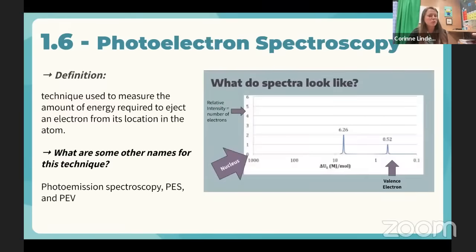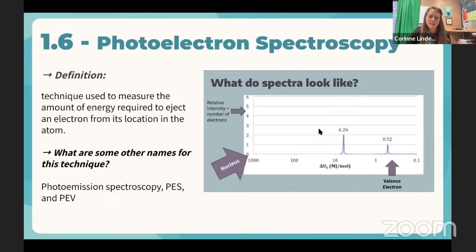Let's see. And then photoelectron spectroscopy, or PES. This is the other technique that comes up in unit one that was probably new to you. Thankfully, although it looks intimidating, it's not too hard to decipher. Just remember that at the origin, that's essentially where the nucleus of the atom is. And then out from there is where we find all of the electrons, with the furthest peak representing the valence electrons. So you can use that.